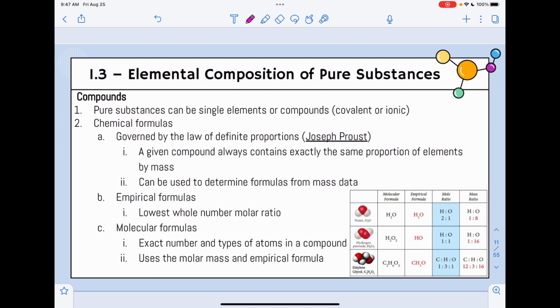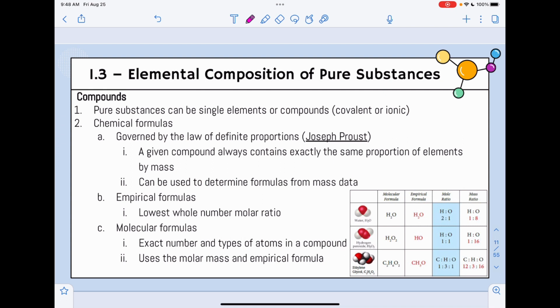Now, there are really 2 types of chemical formulas. There's an empirical formula and there's a molecular formula. They can be the same, but they may not be the same. The molecular formula is going to tell you exactly how many atoms of each type of atom are in a compound. Okay, this is what we use our molar mass for. This is what we think of in terms of reflecting the actual compound, the actual particle. The empirical formula is the lowest whole number ratio.